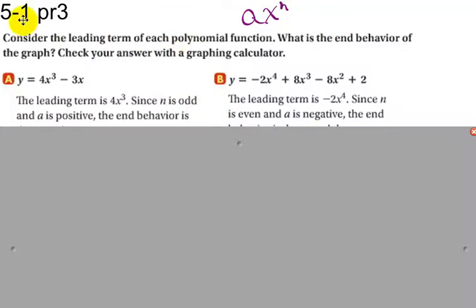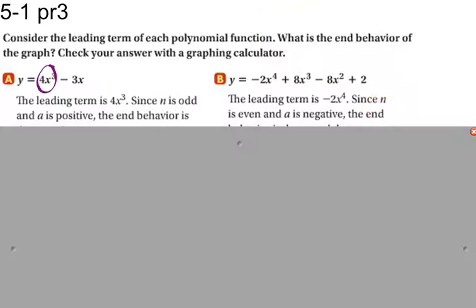Okay, on the next problems, it says consider the leading term of each polynomial function. What is the end behavior of the graph? And check your answer with the graphing calculator. So they give us y equals 4x cubed minus 3x. Well, the leading term is 4x cubed. It's in standard form already, so we're just going to look at this, 4x cubed.